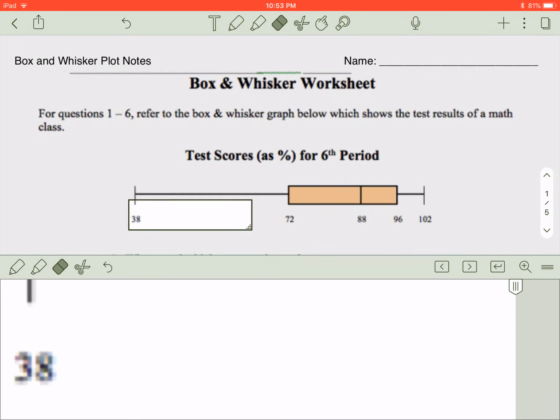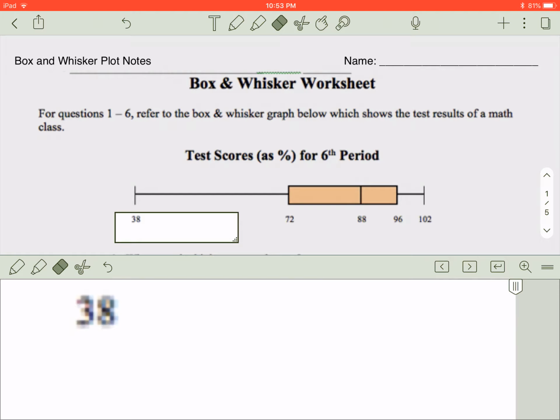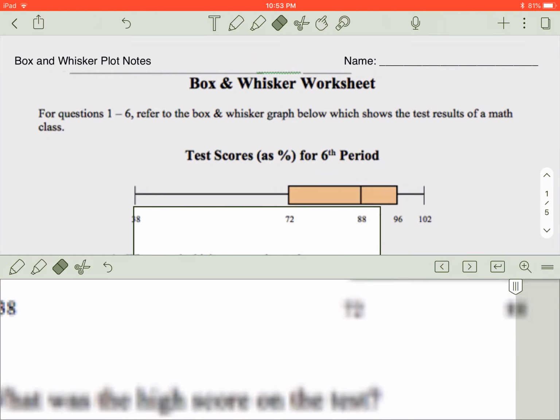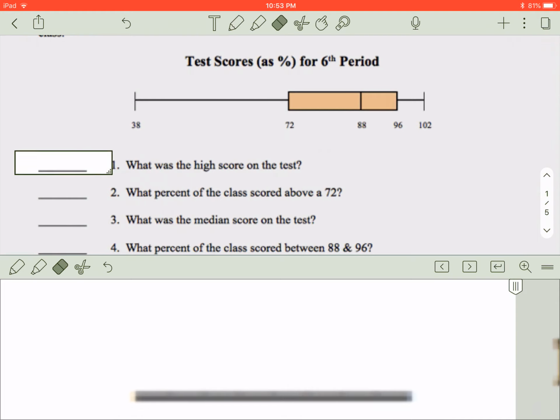Well, if I'm looking here, I have 5 pieces of data that I can see, 5 numbers I can see, and the highest point on our test would be our upper extreme, which would be 102. So 102 was the highest score on our test.